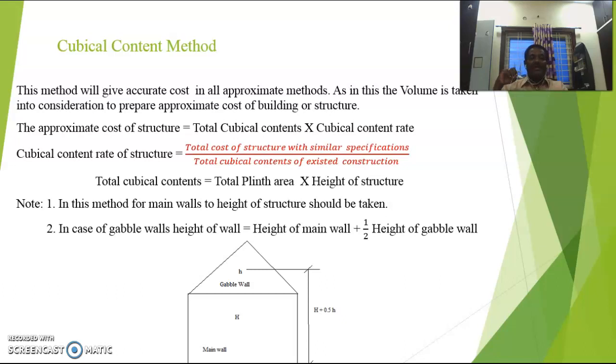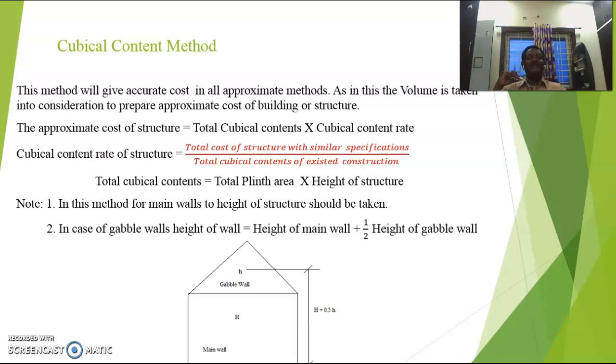He will give an approximate cost of the structure with the help of the survey. That means he will take data from different sources, different persons and different areas, and accumulate it. This data will not be accurate. It is not at all accurate. Even though it is an approximate method, this method is not at all accurate. So among all these three methods, the popular method is the plinth area method, the accurate method is the cubical content method, but the unit rate method will give only a rough idea whether to take up the construction or not.